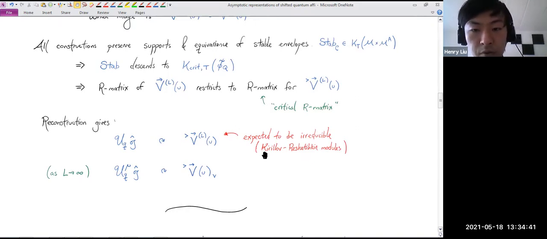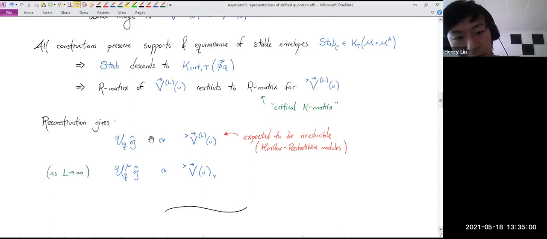These are called Brushkicking modules for the quantum affine algebra. These are, in some sense, like the fundamental building blocks of all other finite dimensional modules.